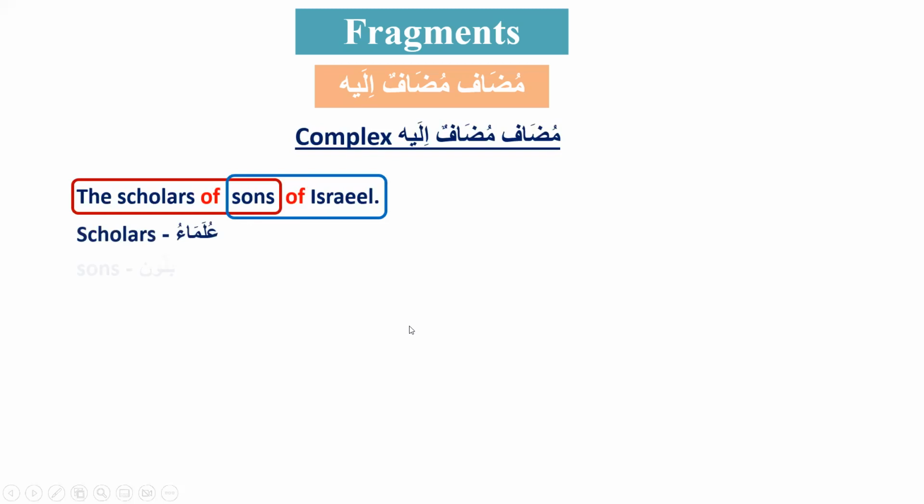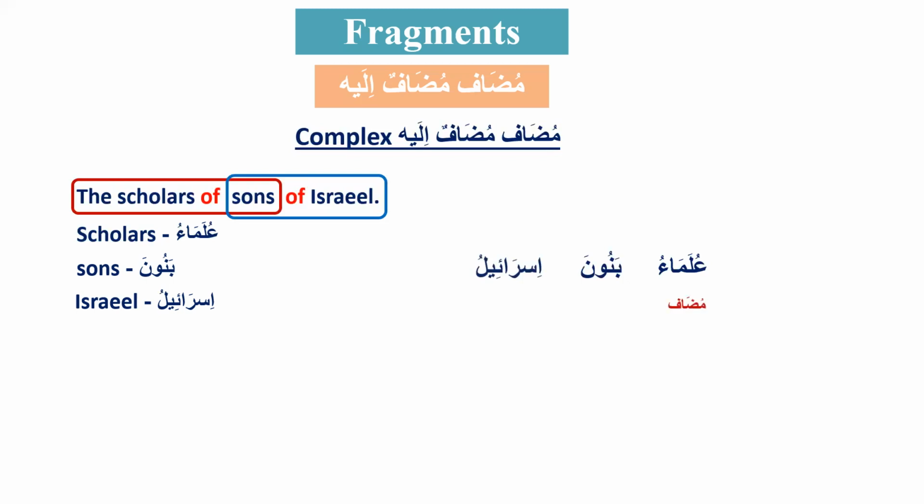So I'm going to write the three words: ulama, scholars; banuna, sons; Israelu, Israel. Ulama is mudaf. Banuna is mudaf ilayhi and mudaf at the same time. And Israelu is mudaf ilayhi. Now tell me what I need to do here.